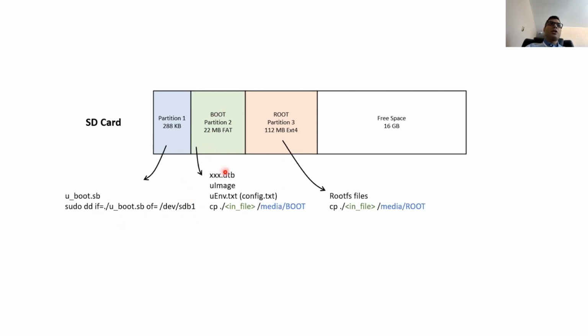The boot partition, we need three files there: device tree, uImage file, and environment. And we have to use a copy command in order to copy all these files into the mounted partition. Same for the root partition, we use the cp command, and we have to copy and paste all the files.